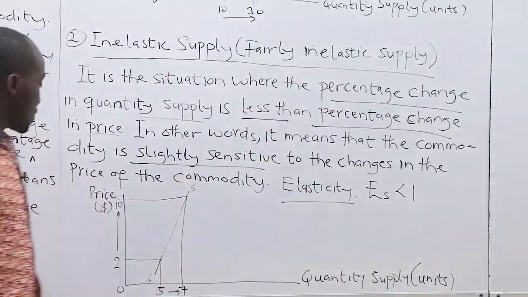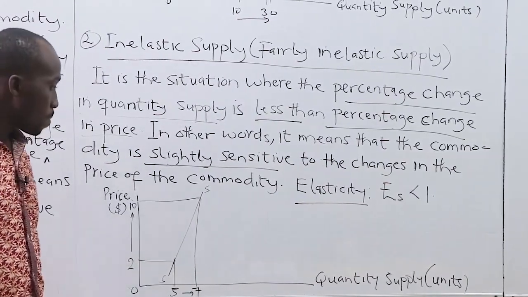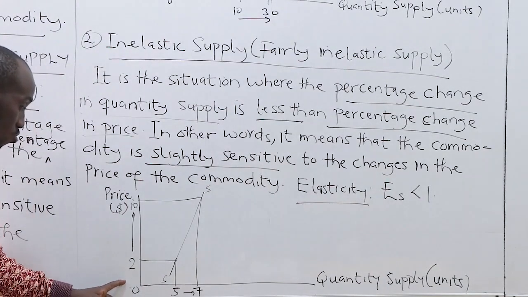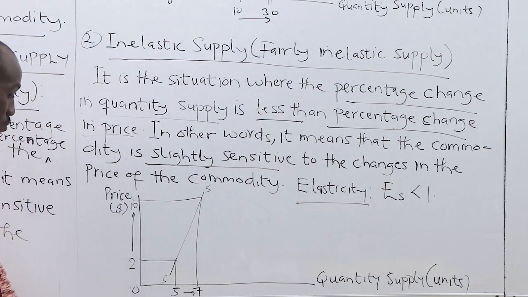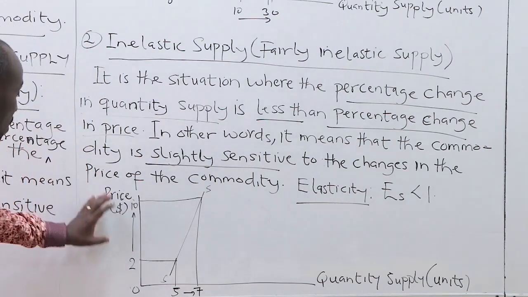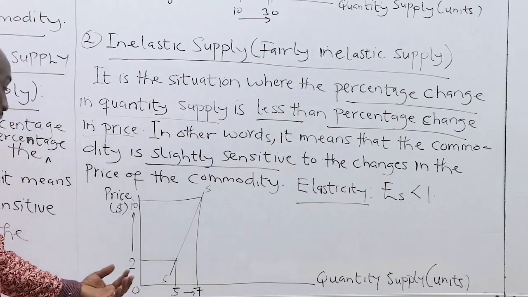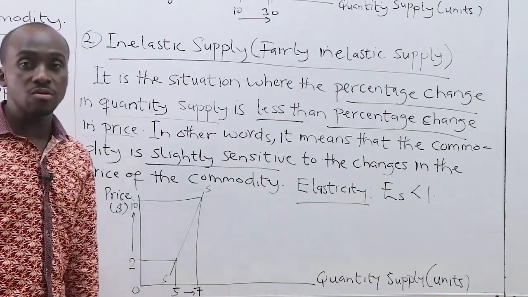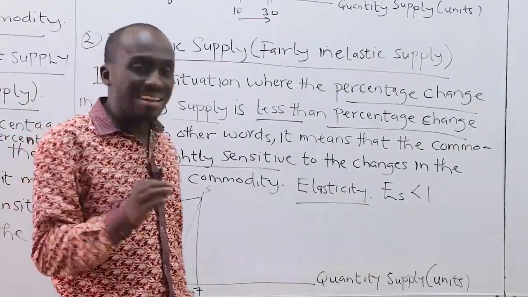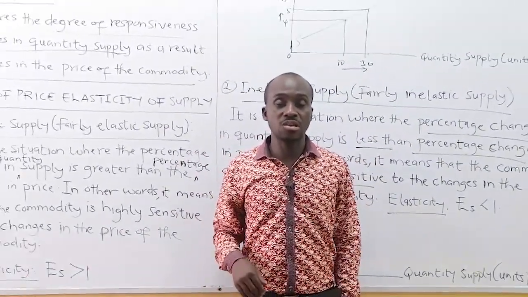If you look at this illustration, here we have price, here we have the origin, and here the quantity supplied in units. The price increased from 2 to 10, and supply increased by only 5 to 7. Supply increased by a small margin. See that? So there is not much response. Even though you increase supply, the magnitude of the increase is not as high as we expect.